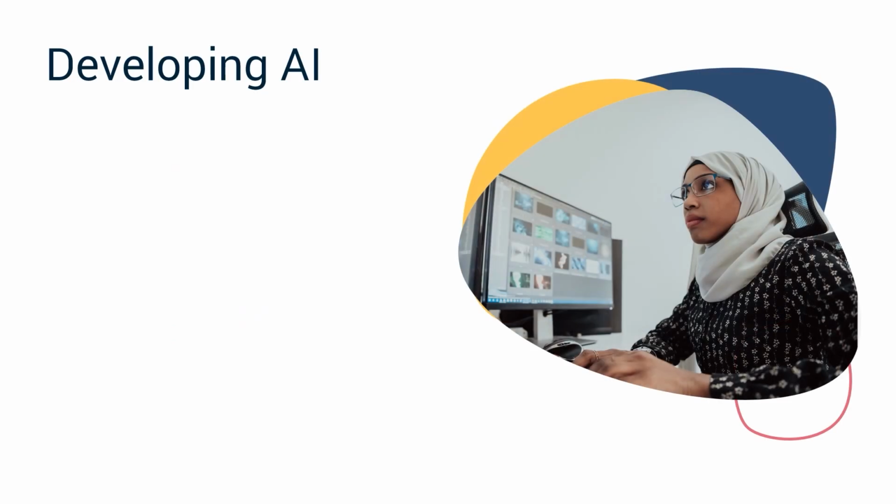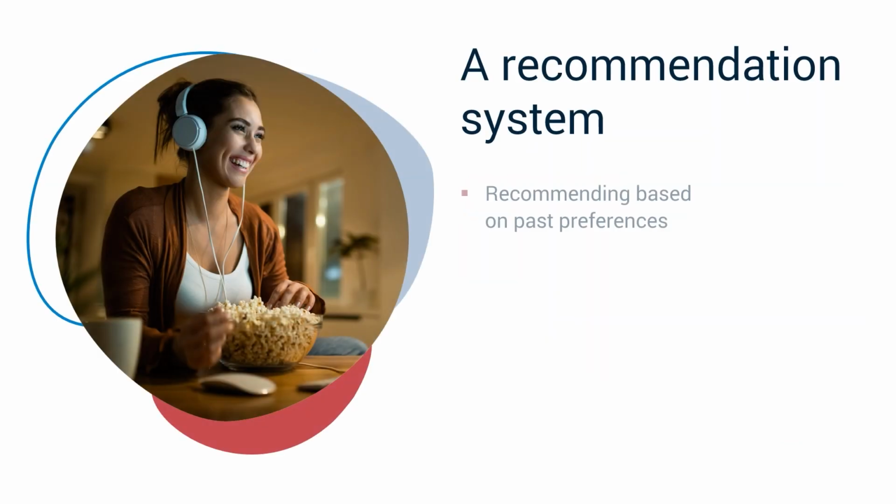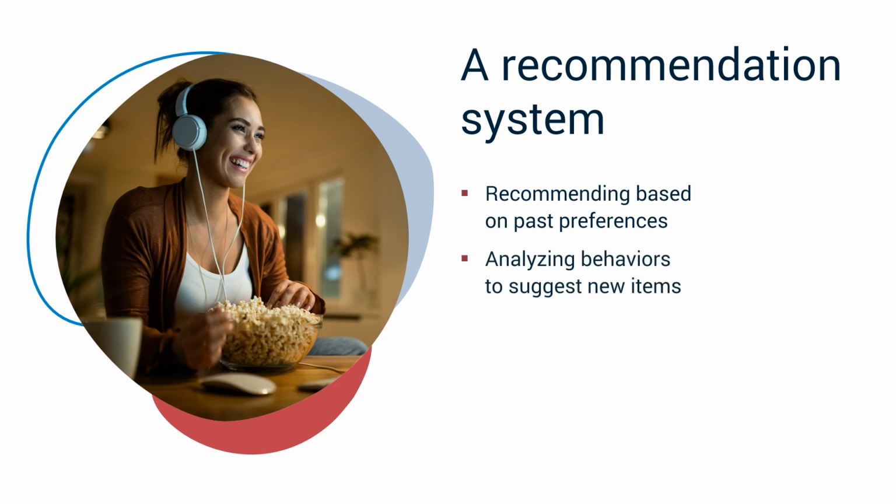At its core, artificial intelligence, or AI, is about building systems that can learn from data and make smart decisions. While advanced AI can get pretty complex, let's start with something simple, a recommendation system. Imagine you recommend a movie to a friend based on what they've liked before. That's exactly how a recommendation algorithm works. It looks at past preferences or behaviors to suggest something new.